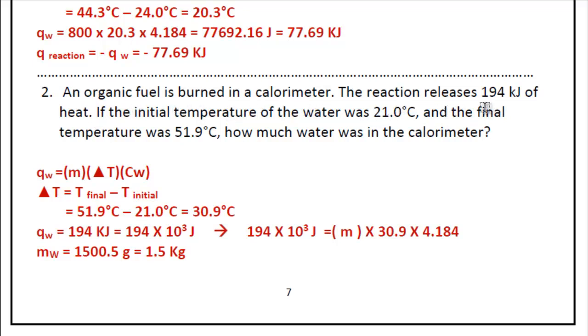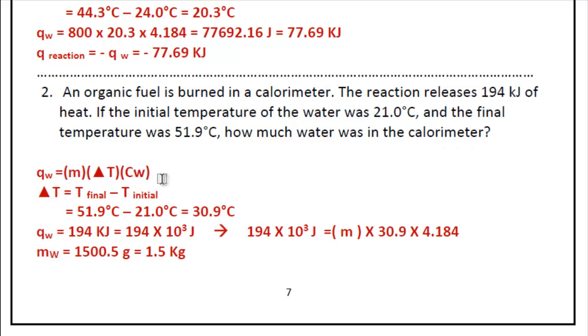Number 2, an organic fuel is burned in a calorimeter. This reaction releases about 194 kilojoules of heat. If the initial temperature of water was 21 and the final was 51.9, how much water was in the calorimeter? Here is the opposite of the last one. He wants to measure now the mass of water.